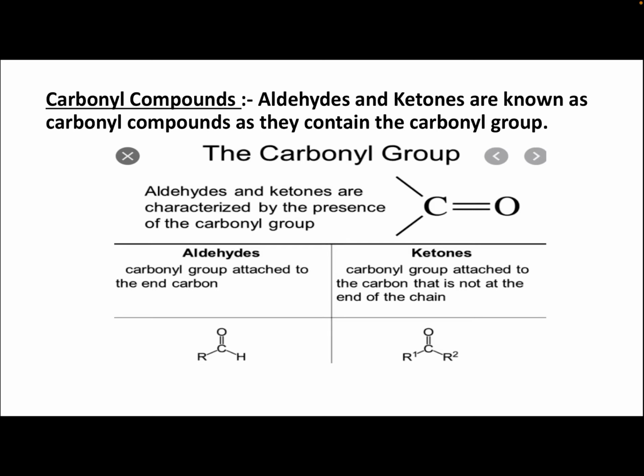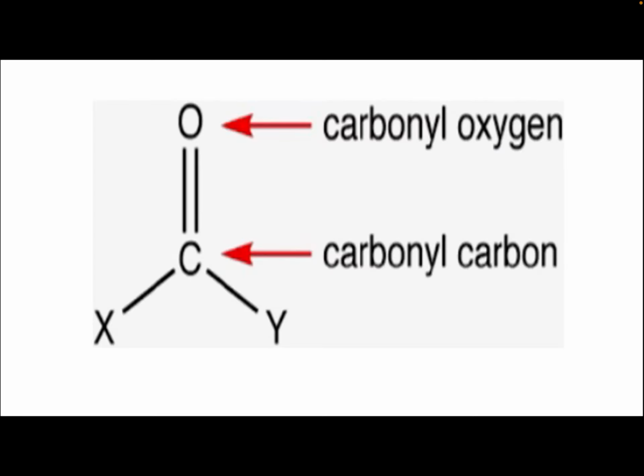Aldehydes and ketones are characterized by the presence of the carbonyl group. Both in aldehyde and ketone, the carbonyl group is present. A carbonyl group attached to the end carbon is known as an aldehyde. A carbonyl group attached to a carbon that is not at the end of the chain is known as a ketone. So, in both aldehydes and ketones, the carbonyl group is there.